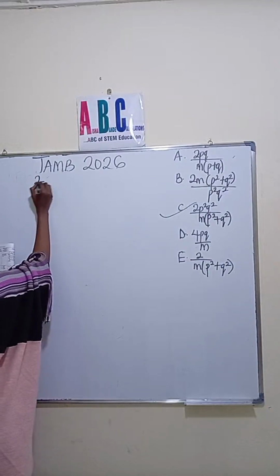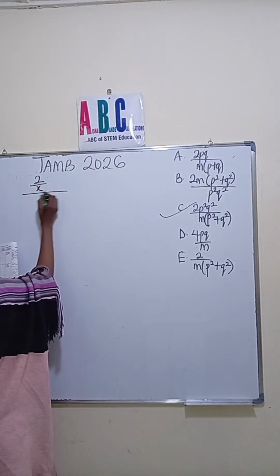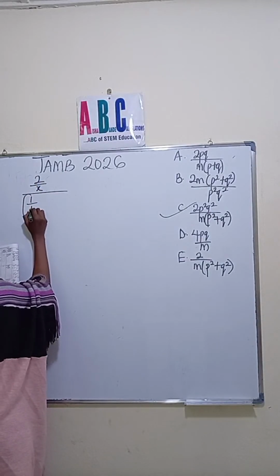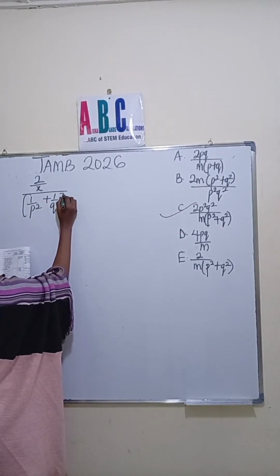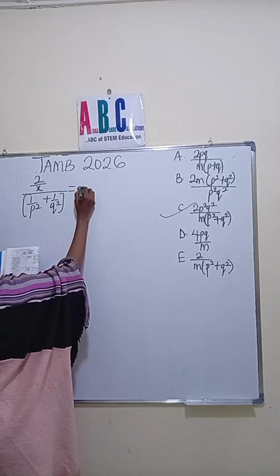So 2 over x all over 1 over p square plus 1 over q square is equal to m.